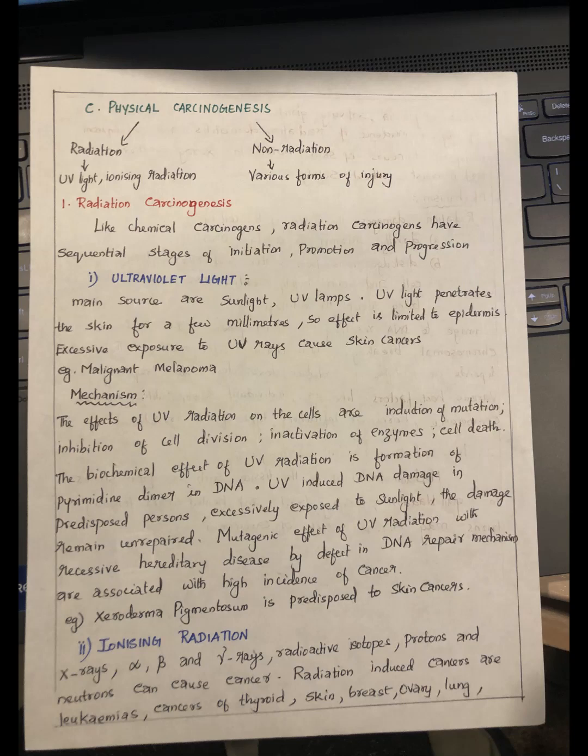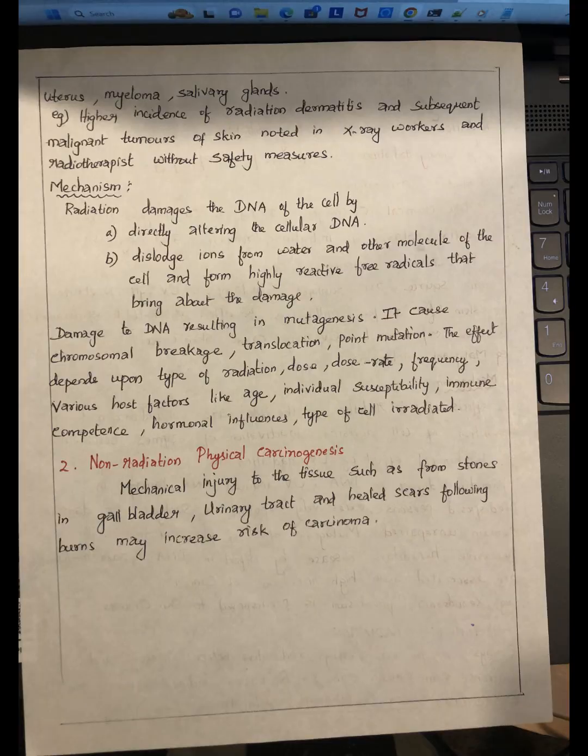Next is about how ionizing radiations like alpha, beta, and gamma rays, X-rays, radioactive isotopes, protons, and neutrons cause cancer. The types of cancers caused by these radiations are leukemia, cancers of thyroid, skin, breast, ovary, lung, uterus, myeloma, salivary gland cancers. The occurrence of radiation dermatitis and subsequent malignant tumors of skin is found high in X-ray workers and radiotherapists without using safety measures.